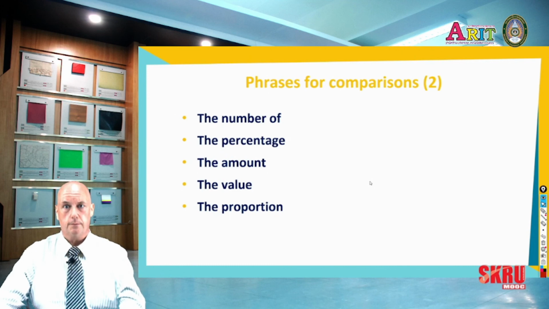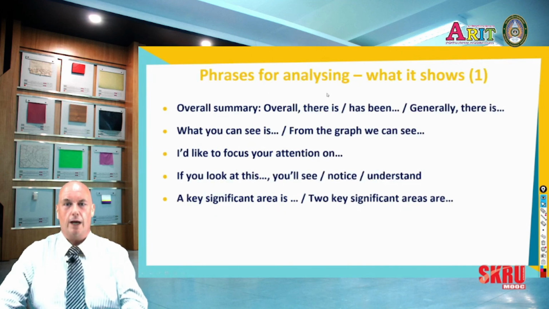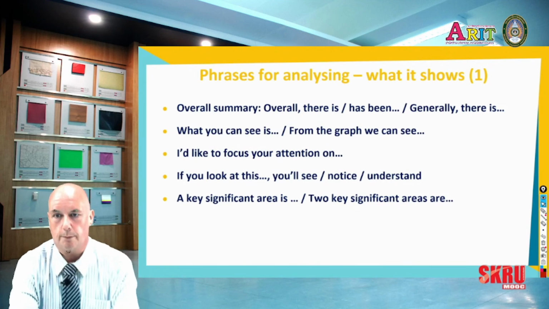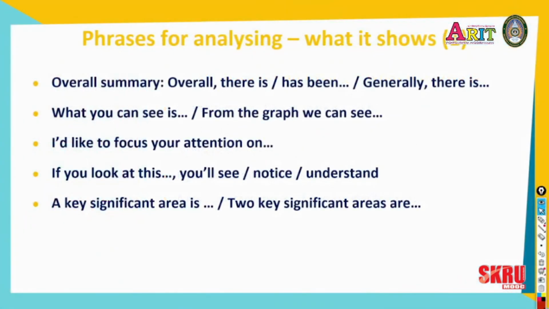The next element, we have to analyze the data and some phrases to help describe the parts. Here we might say an overall summary, talking about the generals. If you remember back to our chart showing international arrivals, overall, every country increased. Overall, there has been. Generally, there is. Allows you to introduce information that's true for everything.